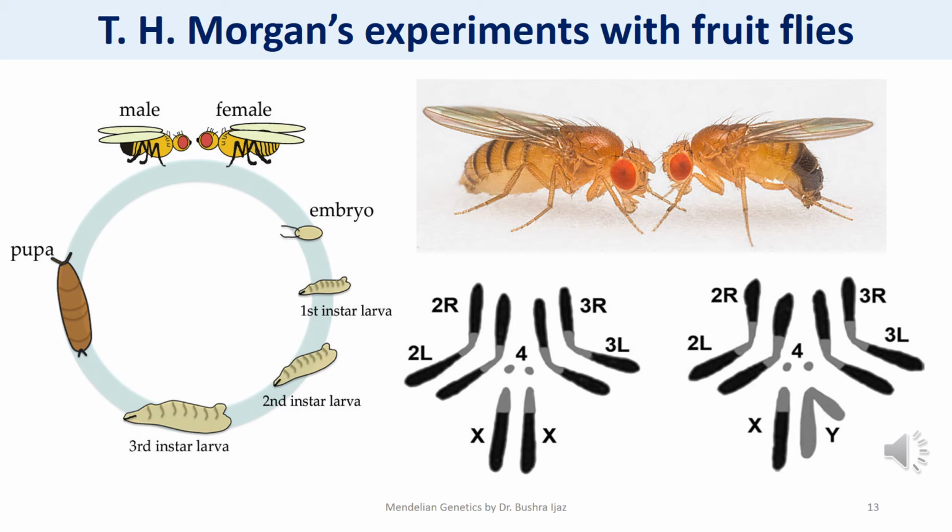It did not take Morgan long to realize that the eye color gene was being inherited in the same pattern as the X chromosome. Morgan found that the eye color gene was inherited in different patterns by the male and female flies. This may have come as a surprise to Morgan, as I told you earlier, who had been a critic of the chromosomal theory of inheritance.